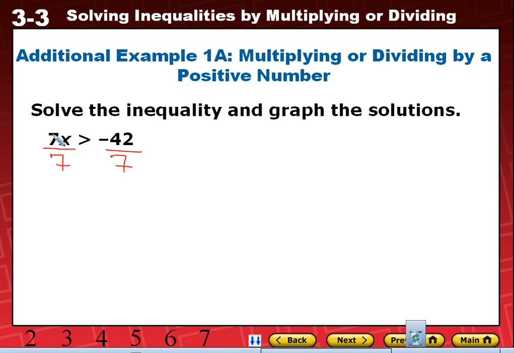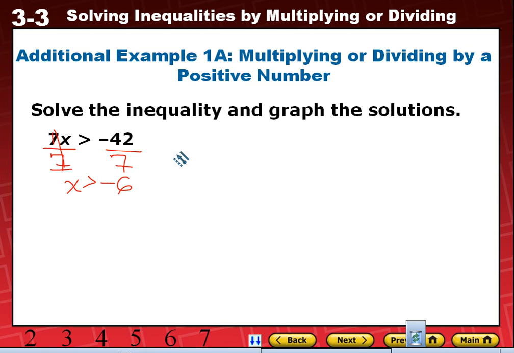So 7 divided by 7 is 1. We're left with x is greater than negative 6. So let's see, step 1, simplify. We couldn't simplify both sides, so we went straight to isolation. We leave the x by itself by using inverse operation. So step 3 is plot our solution.